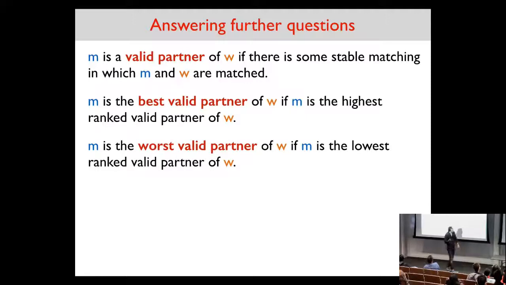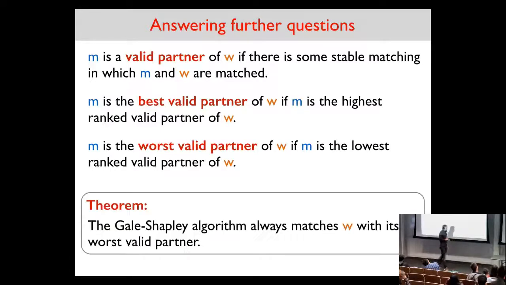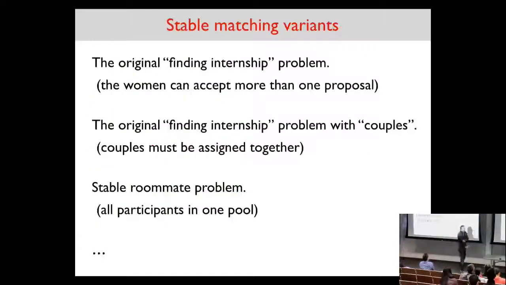And then, well, unfortunately, I will have to also make the following definition. M is the worst valid partner of W if M is the lowest rank valid partner of W. And now you can sort of guess, I guess, where this is going. So it's a theorem. The Gale-Shapley algorithm always matches W with its worst valid partner. Okay? Unfortunately.